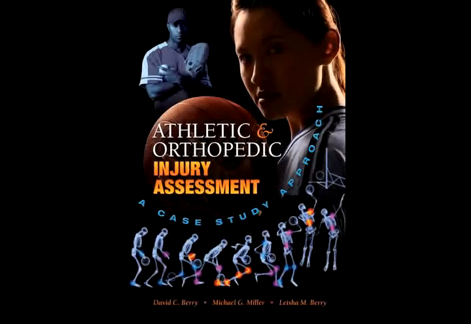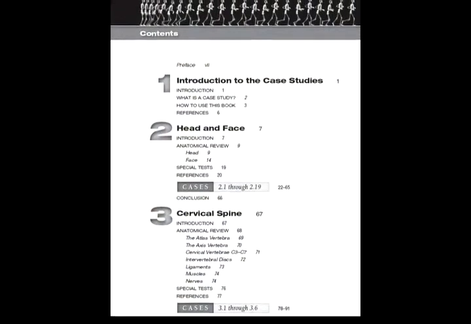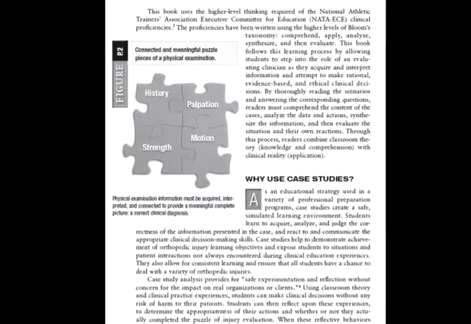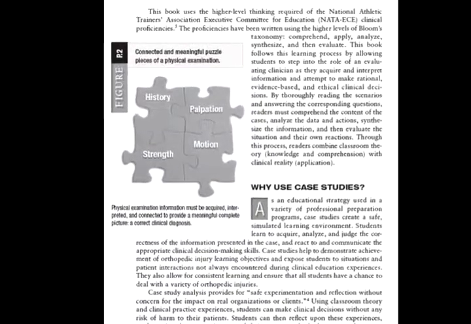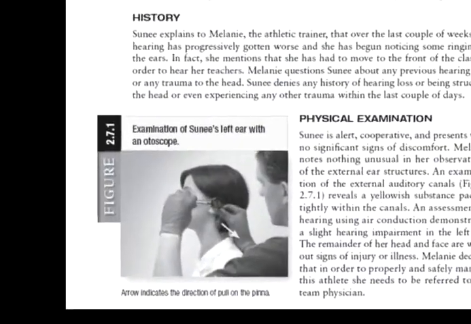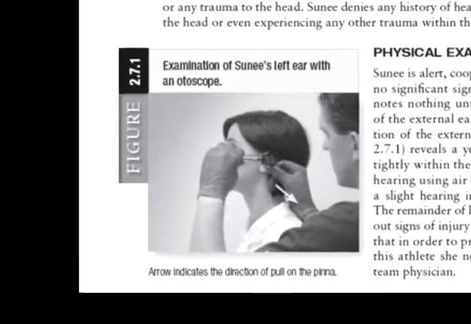Athletic and Orthopedic Injury Assessment, a case study approach, offers more than 130 cases that cover common athletic injuries from the head to toe. Athletic and Orthopedic Injury Assessment fosters a systematic approach, which helps readers learn how to make connections between the competencies. The case studies bridge the gap between classroom lessons and real-world situations.